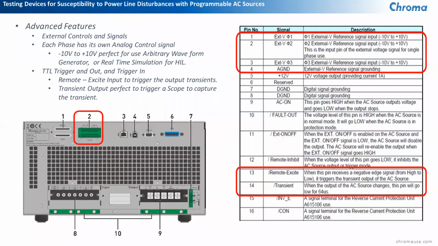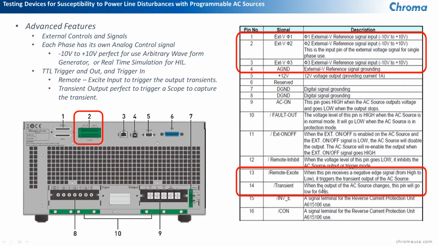A signal that I use a lot, or there's 2. There's a remote excite signal. This is a signal that will trigger these sequences or trigger these various transients that we just talked about on the previous slides. So I can externally trigger it. I can also select transient signal, number 14 here.